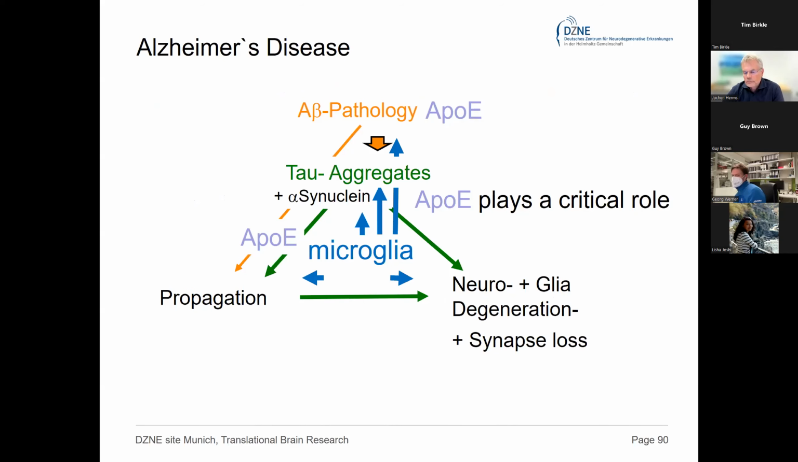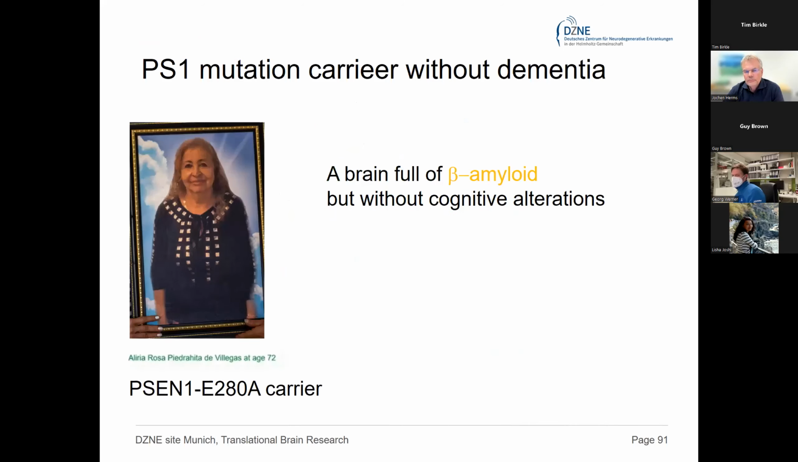efficient. So ApoE actually plays an important role in various pathologies. It's involved in the fibrillar formation of A-beta. It's important for the propagation of tau, and it might also be important for the toxicity of tau.